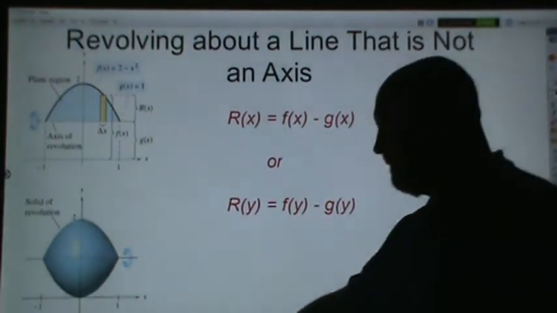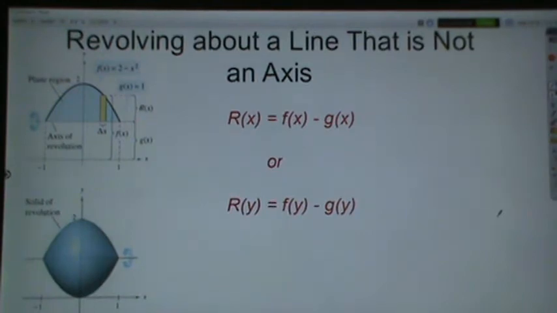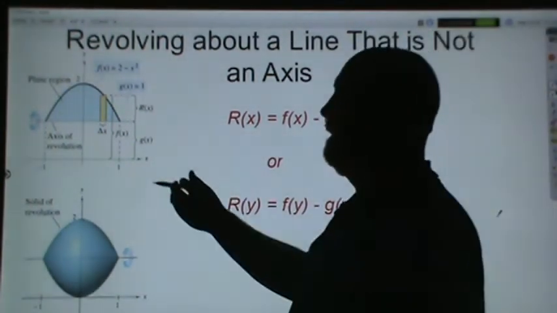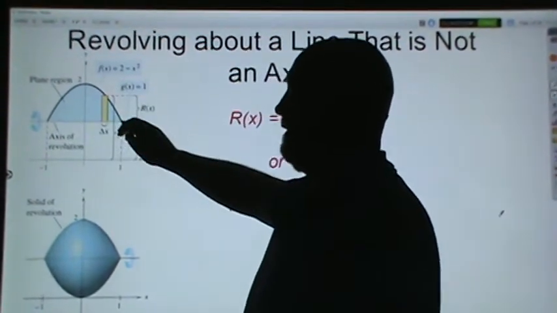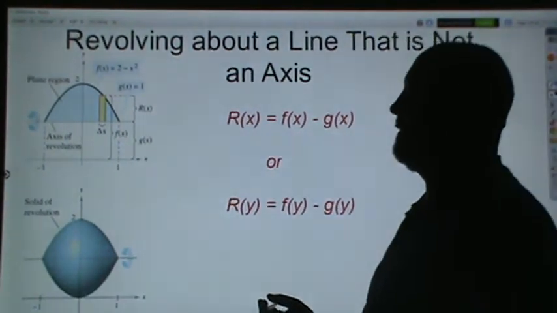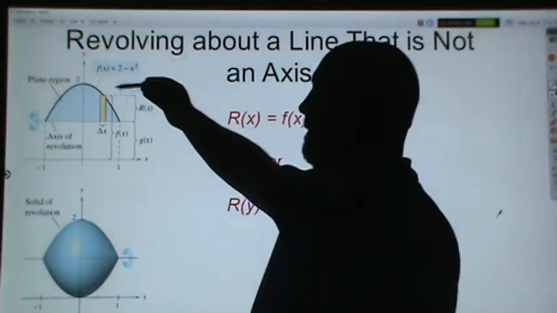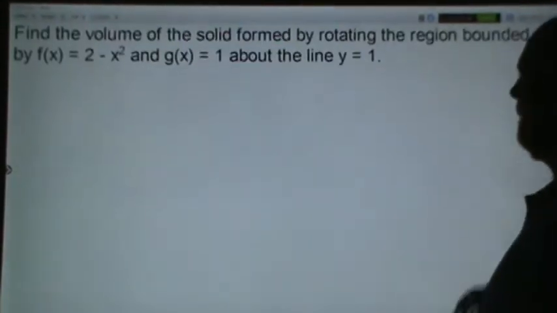All that we have to do is determine our new radius, and our radius can simply be calculated by finding the upper curve and subtracting the lower curve. So we're still going to have that formula of pi r squared, but our radius is going to be the upper curve minus the lower curve.